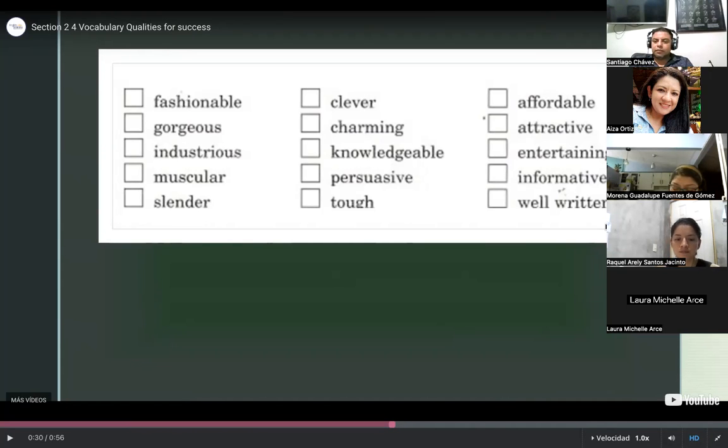Teacher, excuse me, and tough, I understand difícil. Dura, no. Una persona. No. Fuerte. Okay. This is tough. Is strong? Strong is physical. Oh, okay. The attitude, teacher. Tough. Yes. Like the mentality. Mentality, yes.